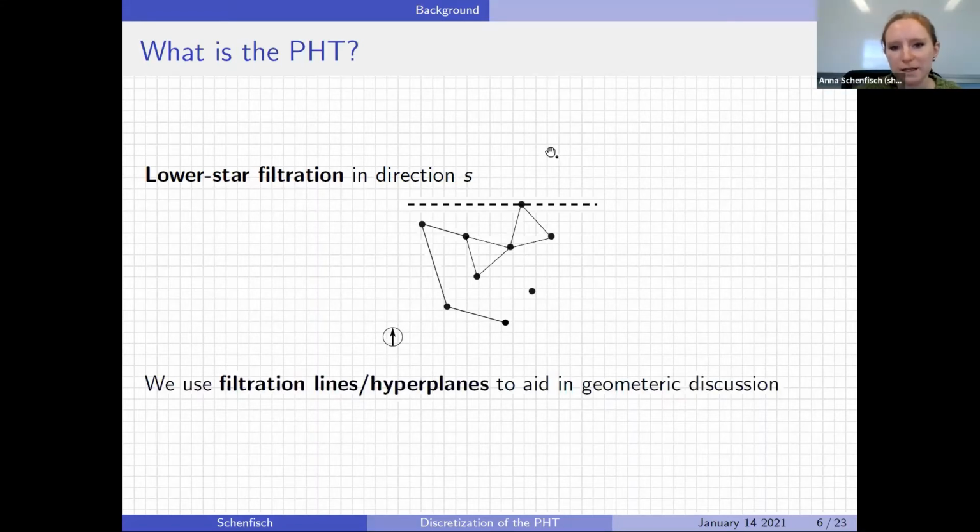I'd like to go ahead and give a name to these horizontal lines that I used in my illustration. I'm going to call them filtration lines, or perhaps filtration hyperplanes in higher dimensions. That'll just be useful in our discussion and for visualization purposes. So that's just all points in the Euclidean space that occur at the same height with respect to the direction of filtration.